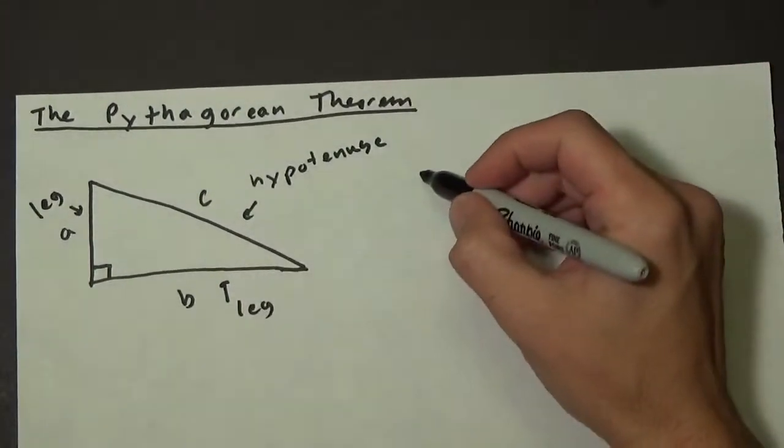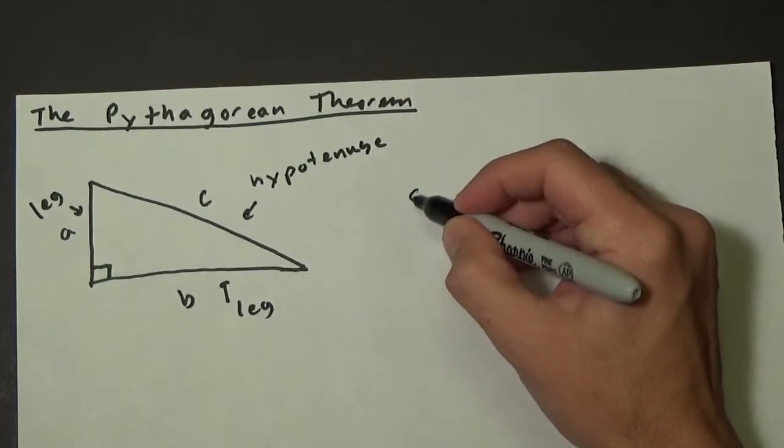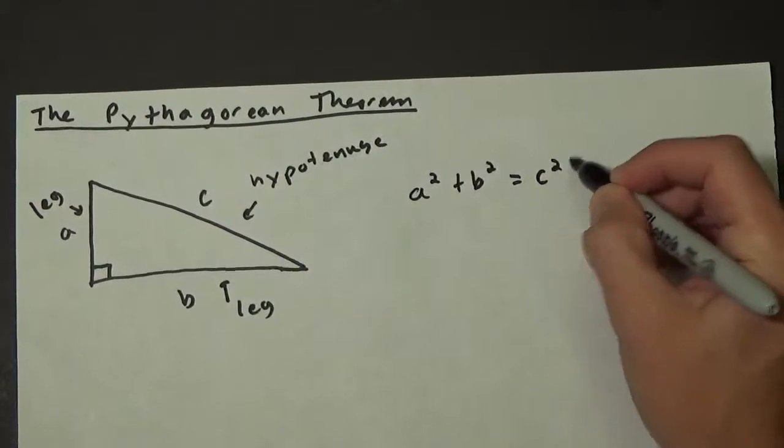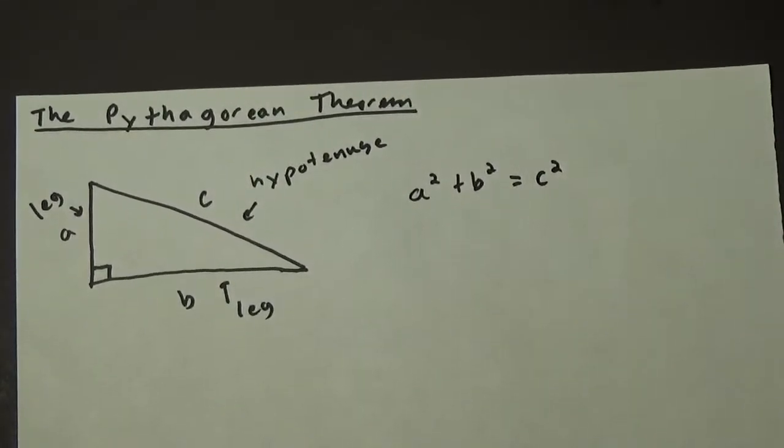And the Pythagorean theorem simply states that a squared plus b squared equals c squared. And so when you have a right triangle, there's a relationship between the three sides of that right triangle, and it is that the sum of the squares of the legs equals the square of the hypotenuse.